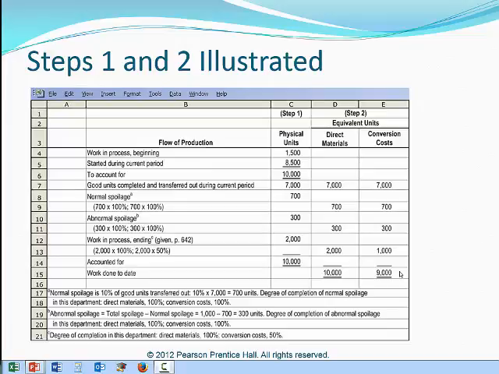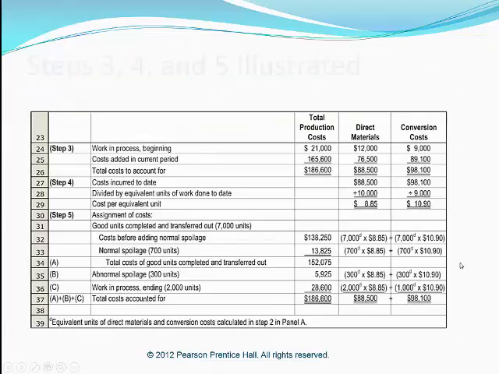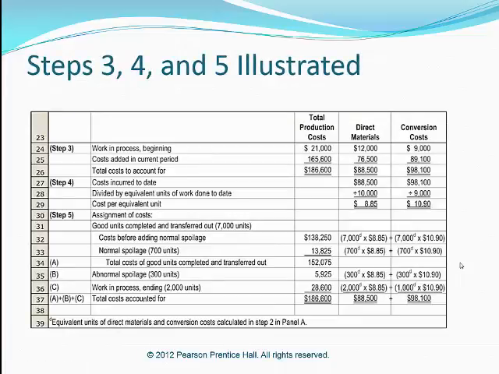We can move on to steps 3, 4, and 5, where we're going to go about lumping those costs together and getting our average cost per unit as to direct materials for our equivalent units and our average cost per unit for our conversion cost for our equivalent units. Alright, in regards to our work in process beginning, we were told in our data set that we had 12,000 in direct materials and 9,000 in conversion cost, which totaled 21,000.